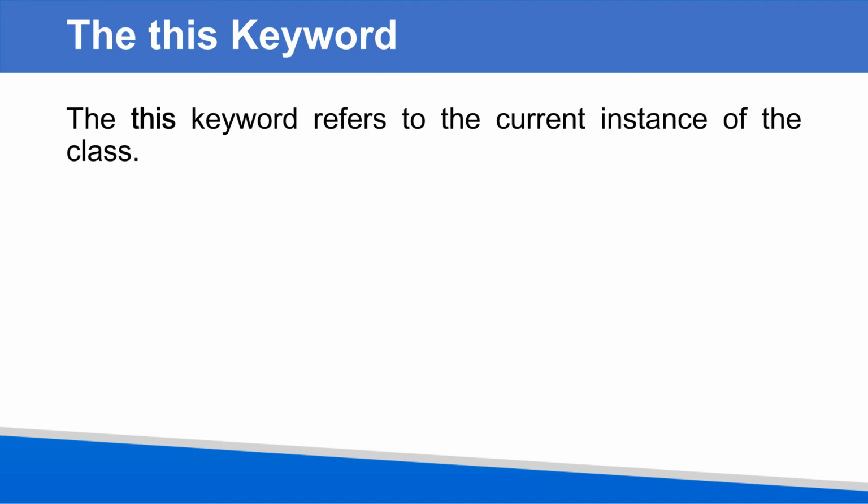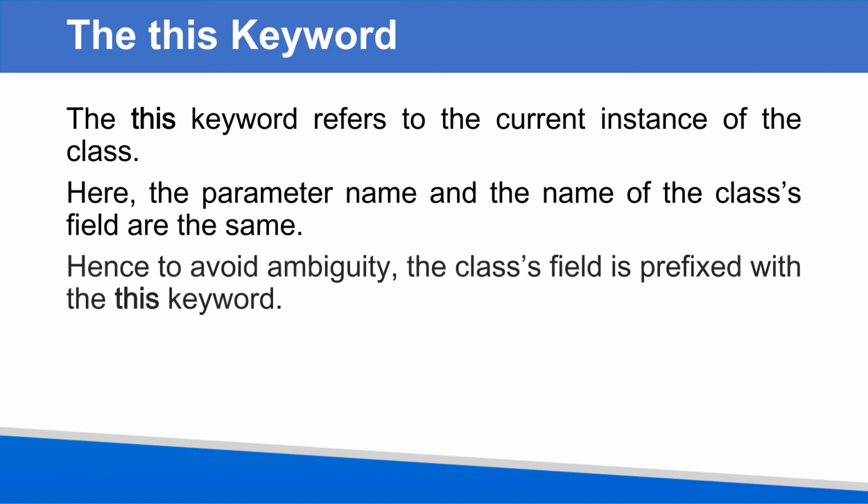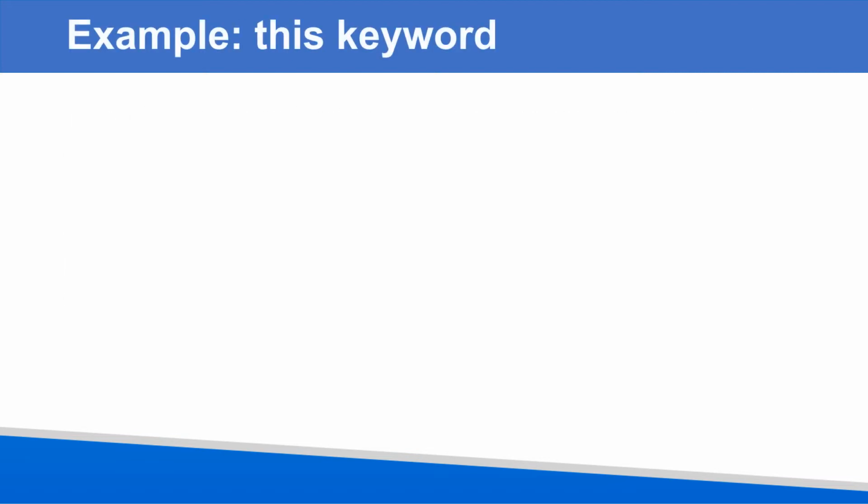Here, the parameter name and the name of the class field are the same. Hence, to avoid ambiguity, the class field is prefixed with the this keyword. The following example explains the same.